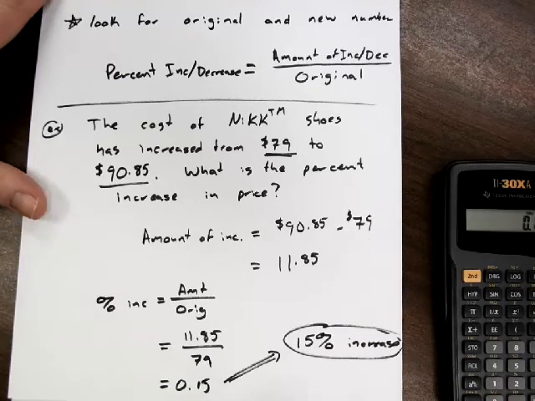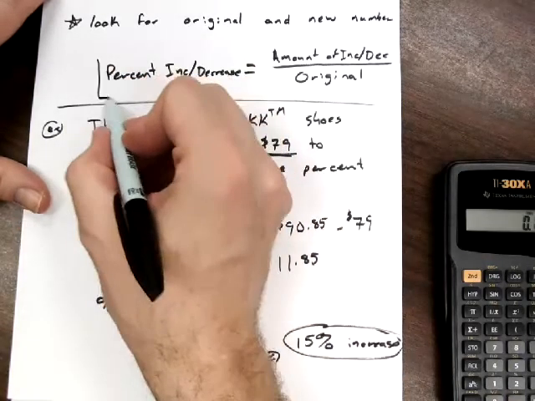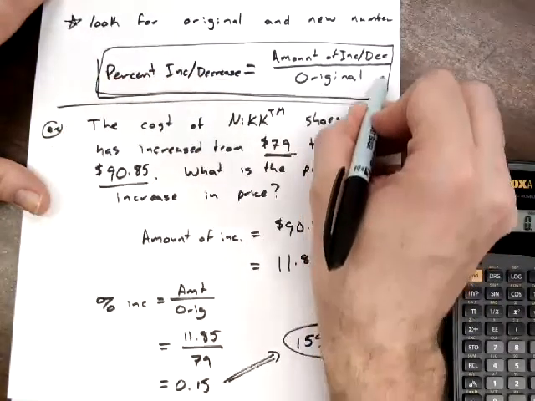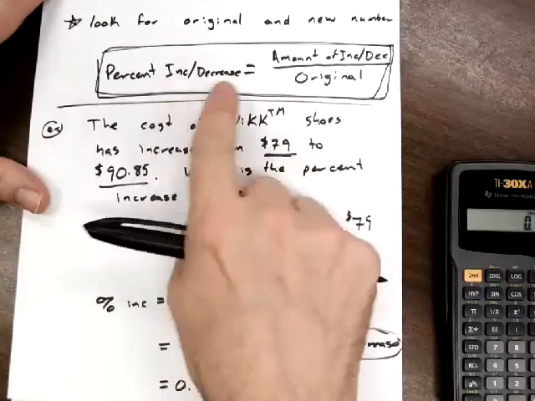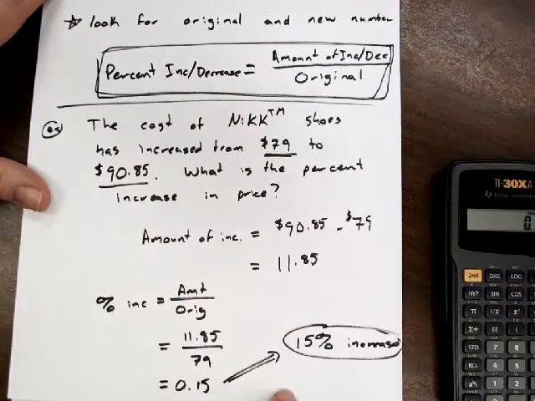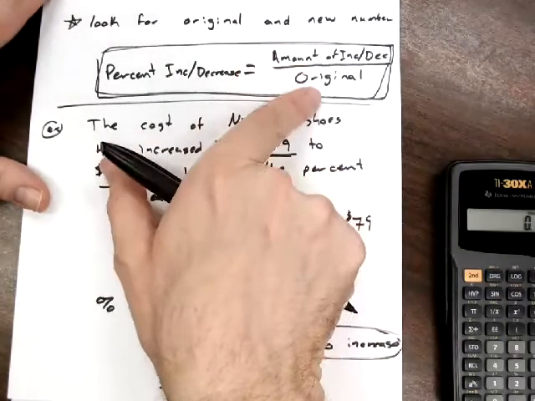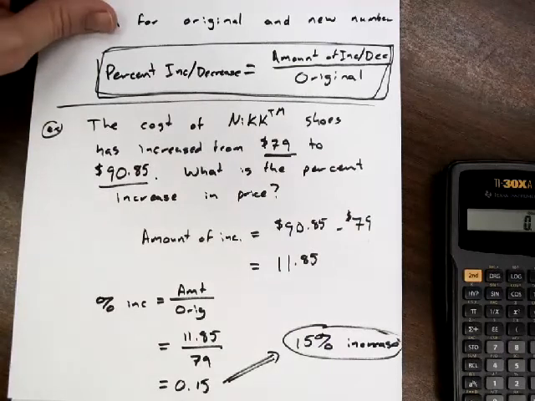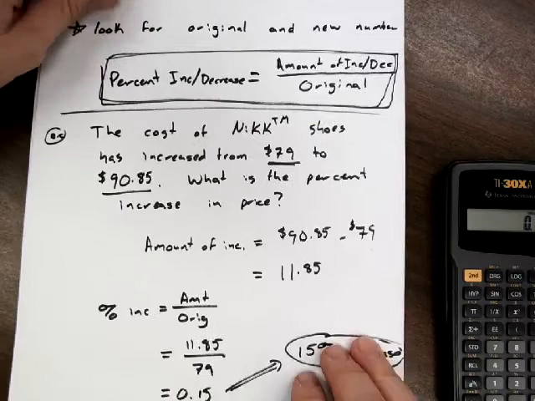And we're always going to see this pattern where we take that amount divided by the original, and that's going to give us our percent. Or basically that amount divided by the base is our percent. We still see that pattern showing up. Okay, so there's one type of problem.